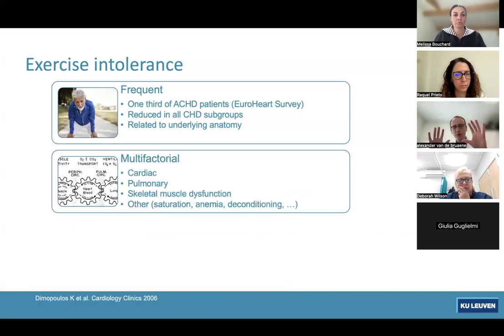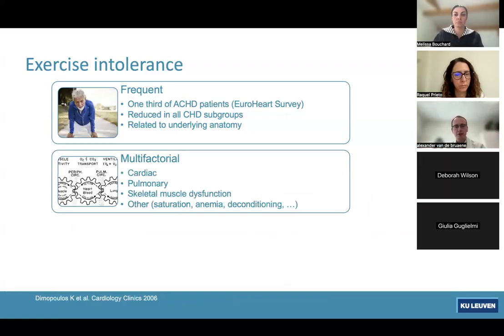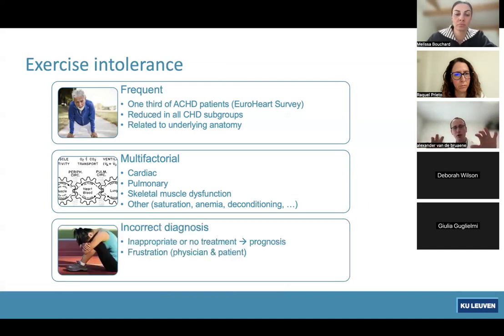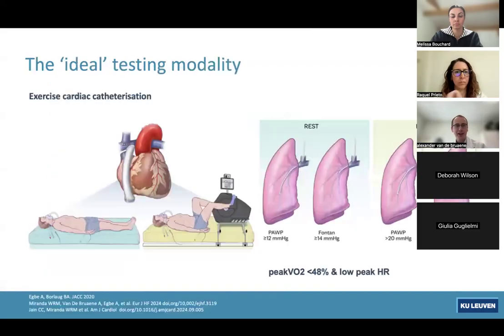But it's important to stress that even in a Fontan patient, where cardiovascular physiology is very different, the reasons for not being able to do the same thing can be multifactorial, right? It can be related to the heart, the lungs, the muscles, collaterals, anemia, deconditioning, and so on. So I think it's important, if you see a patient, to look at the whole package, because if you just consider the vasculature or the heart and don't consider the other things, it can lead to inappropriate treatment or no treatment, affect prognosis, and above all, lead to frustration for both the treating physician and the patient.